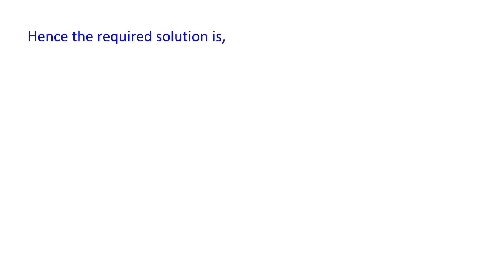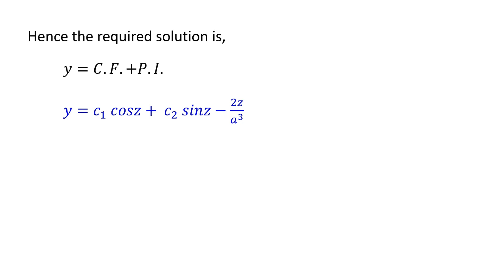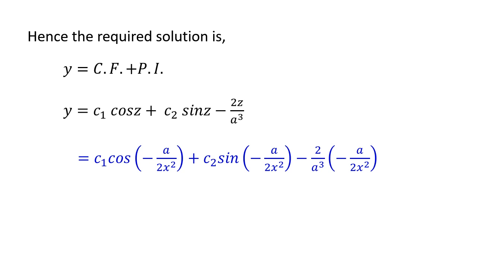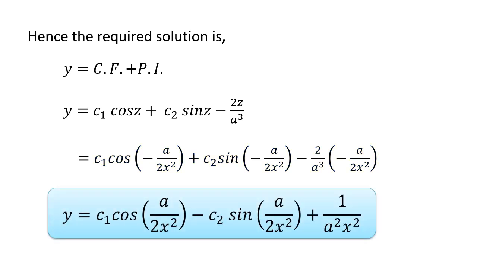Hence, the required solution is y is equal to complementary function plus particular integral. Therefore, we shall substitute the complementary function and particular integral. Therefore, y is equal to c1 cos z plus c2 sin z minus 2z by a cube. That is equal to c1 cos of, since the value of z is minus a by 2x square, we get c1 cos of minus a by 2x square plus c2 sin of minus a by 2x square minus 2 by a cube into minus a by 2x square. That is equal to c1 cos of a by 2x square minus c2 sin of a by 2x square plus 1 over a square into x square.